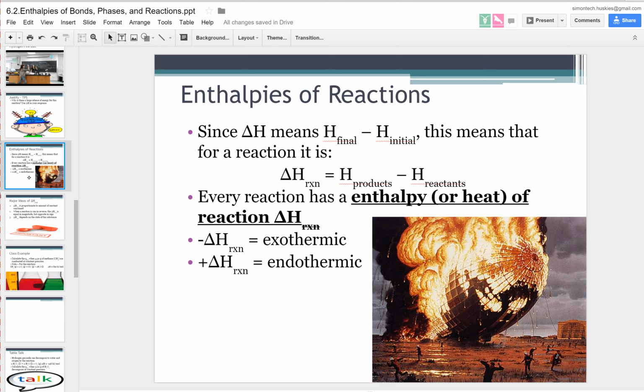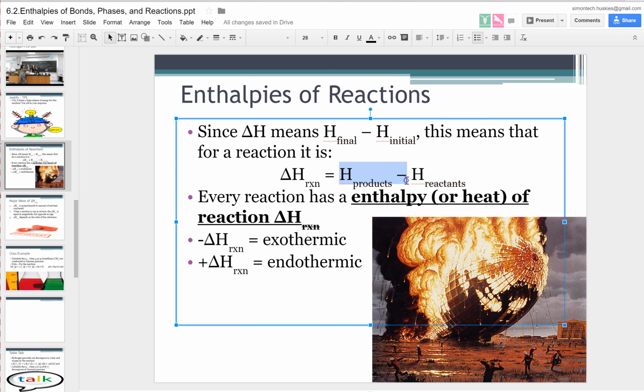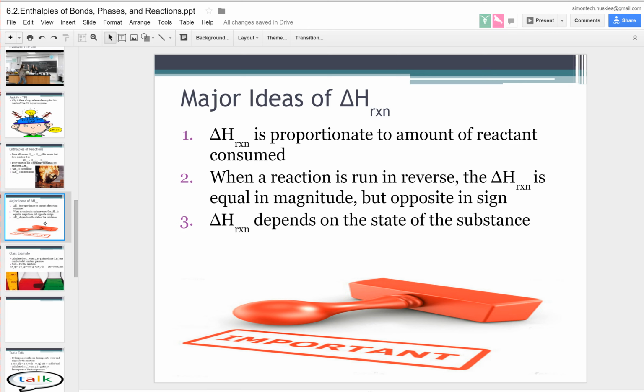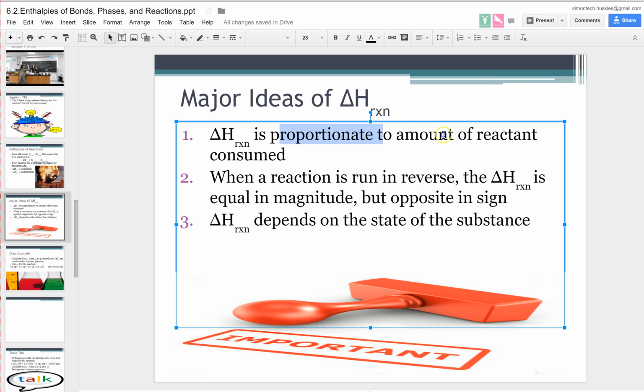In that sense, we can use the enthalpy of the products and enthalpy of the reactants to find the delta H of the reaction. Some things you have to know is that the heat release is proportionate to the amount of reactant consumed. So however much you start with is going to explain how much heat you get. When a reaction is run in reverse, the delta H of the reaction is equal in magnitude but opposite in sign, and the delta H depends on the state of the substance.